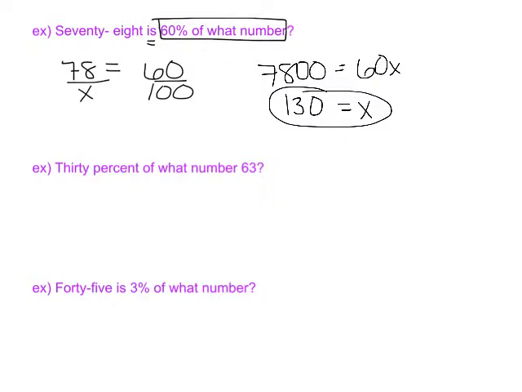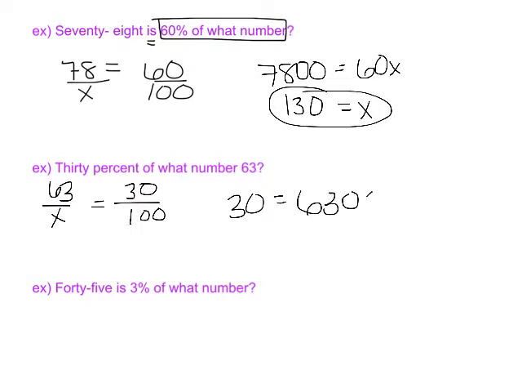Go ahead and pause the video, and I want you to try these two examples on your own. 63 is 30% of what number? So here's my 63 over whatever that what number is, equals 30 over 100. So I'm going to get 6,300 equals 30x. And when I divide by 30 on both sides, I'm going to get that x is 210. So 30% of 210 is 63.